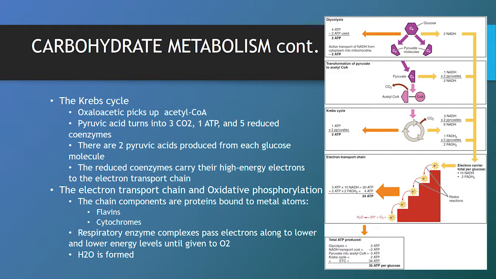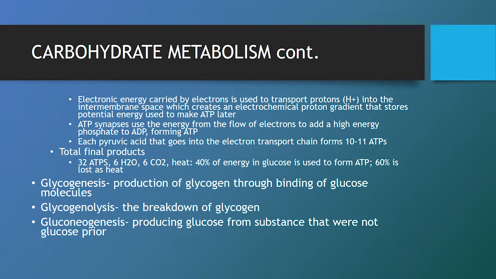And then the reduced coenzymes carry their high energy electrons to the electron transport chain, whose components are proteins bound to metal atoms, which include the flavins and cytochromes. And then the respiratory enzyme complexes pass electrons along to lower energy levels until they are given to an oxygen molecule, and then water is formed.